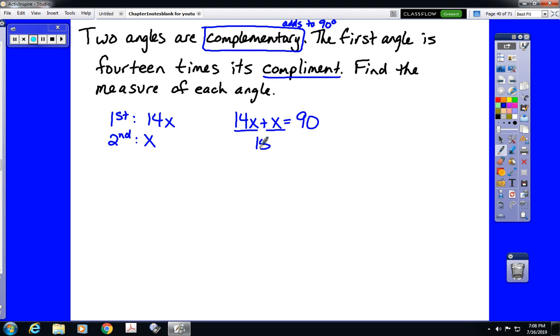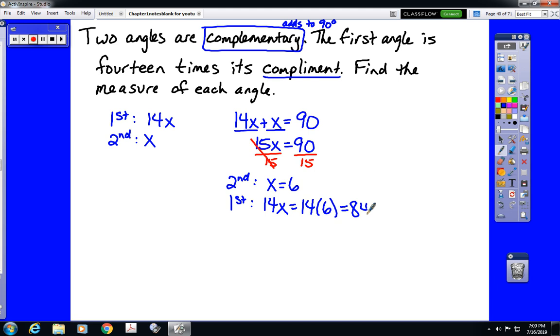Add like terms, that's 15x. Divide by 15. And we get x equals 6. So again, that's the second angle. The first angle is 14x, which would be 14 times 6, or 84. So our answers are 6 degrees and 84 degrees. Again, those are complementary angles because they add up to 90 degrees.